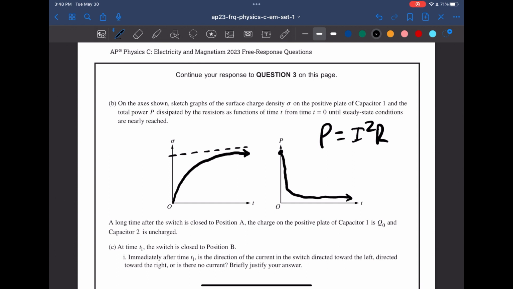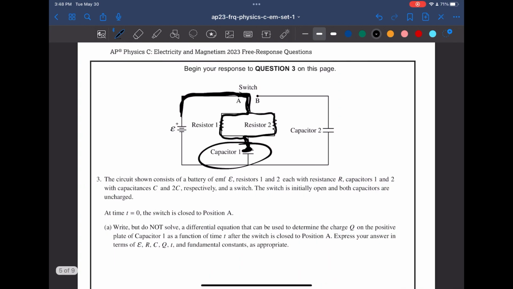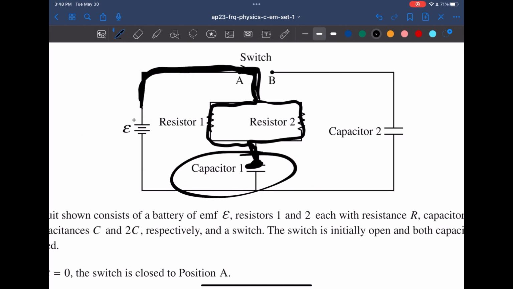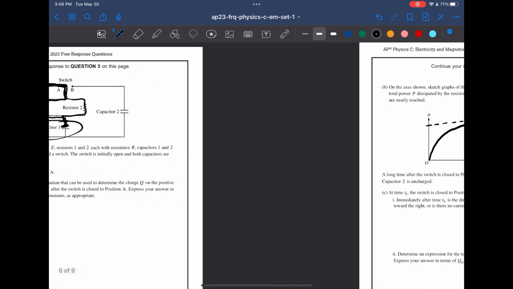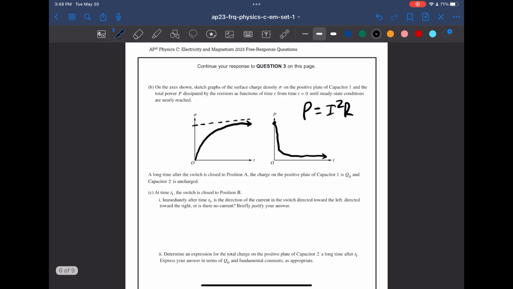Some common mistakes that students might make would be not adding the asymptotes to their graphs. It is important to remember that the charge density will be approaching its maximum, and the power will be approaching 0. To recap how we were able to complete these graphs, we used the diagram to obtain a greater understanding of the problem, as well as using Ohm's law for the second graph.